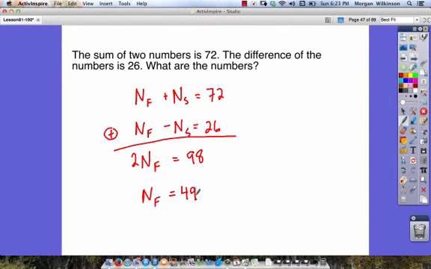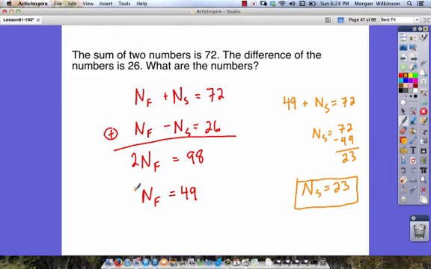Then let's figure out our second number. Well, our second number, when added to our first number, equals 72. So if we do that, we've got 49 plus our second number, n sub s, equals 72. So to find n sub s, we're going to say 72 minus 49. And that'll give us our final answer. Well, when we do 72 minus 49, we must get an answer of 23. So n sub s is going to equal 23.